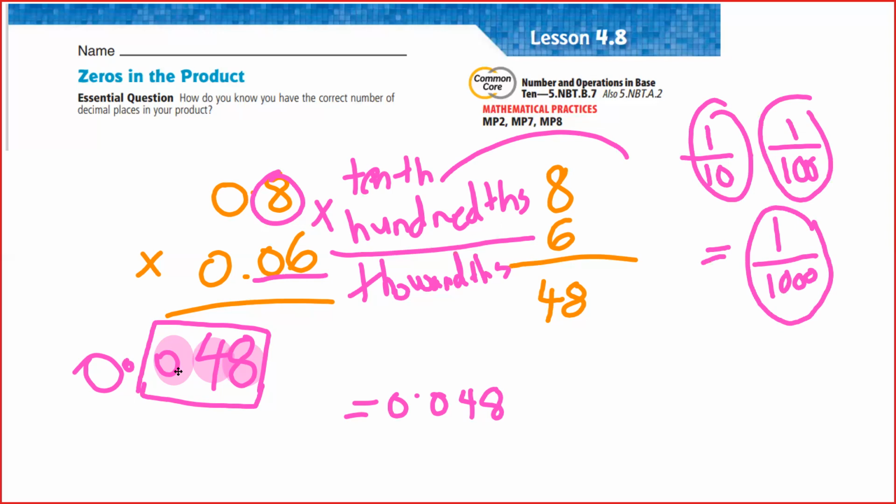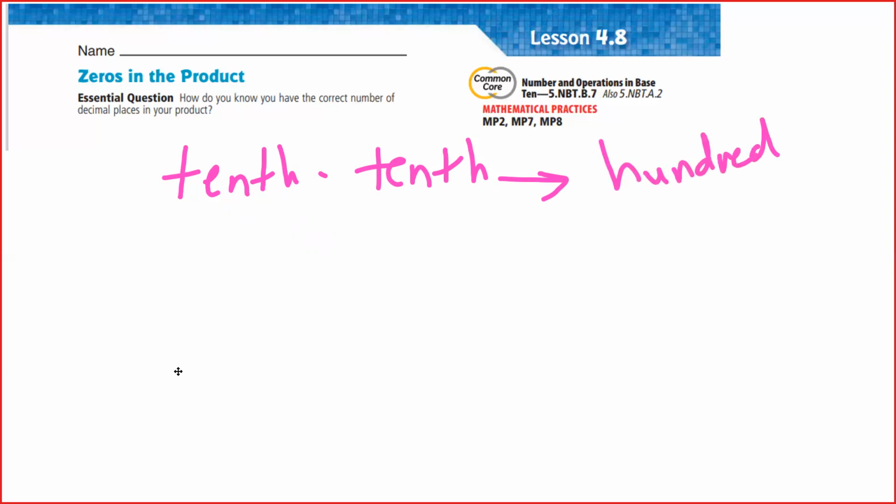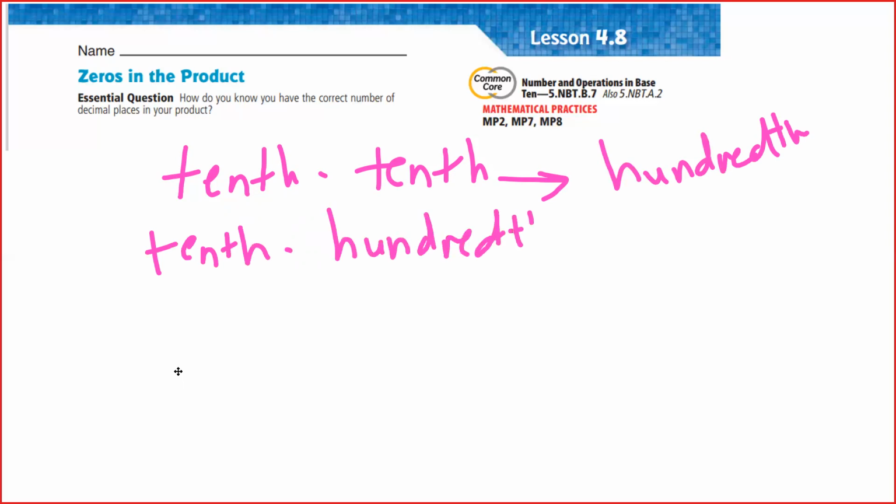Another example, multiplying tenths with tenths, the product will be where? Think about it. Hundredths, bravo. Right, multiplying tenths with hundredths, thousandths. The product will be in thousandths, bravo. That's it.